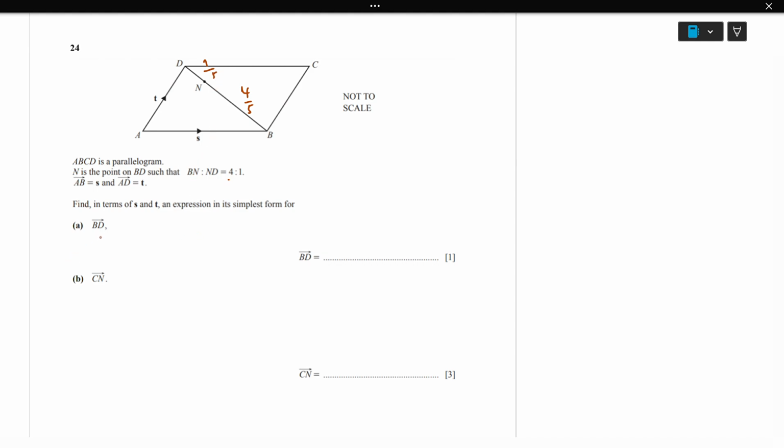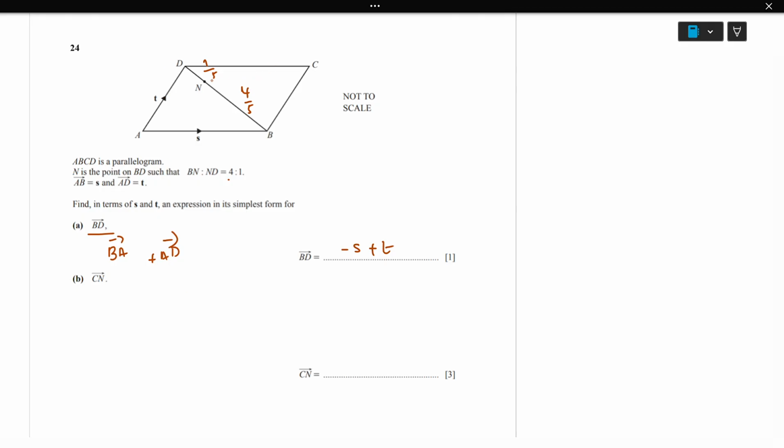Okay, so first you need to find BD. BD is going to be, so here is known. Okay, so I'll write the BA vector plus the AD vector. BA is negative s because the direction is here, so negative s plus t.